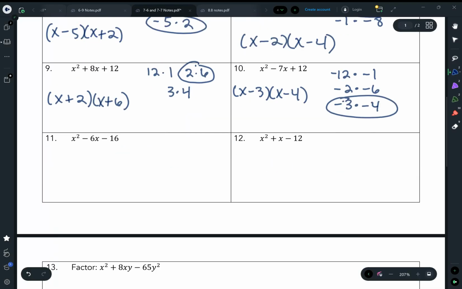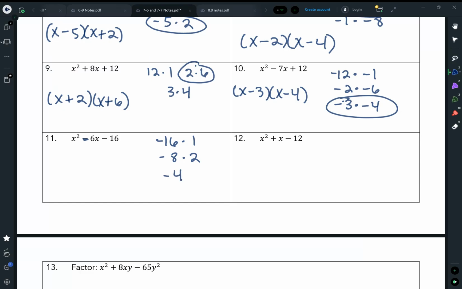On my next row, let's see, multiplies to make negative 16. They add to make a negative, so my bigger number should be negative. So negative 16 times 1, negative 8 times 2, or negative 4 times 4. So the negative 8 and the 2 add to make negative 6. So it's going to factor to x minus 8 times x plus 2.